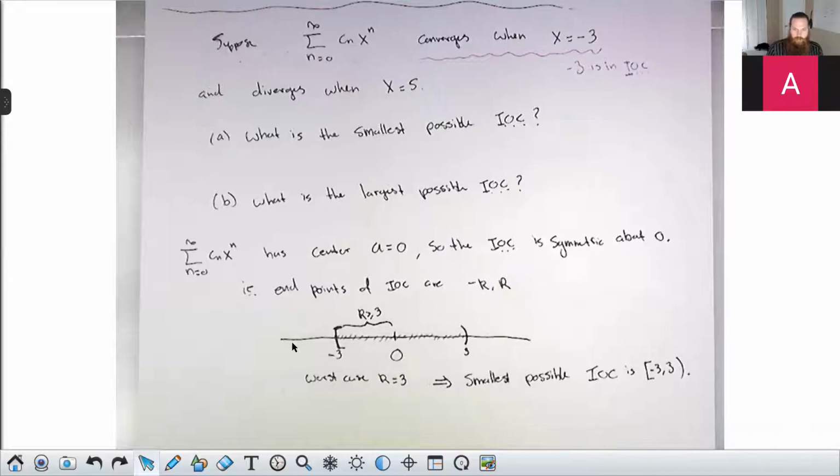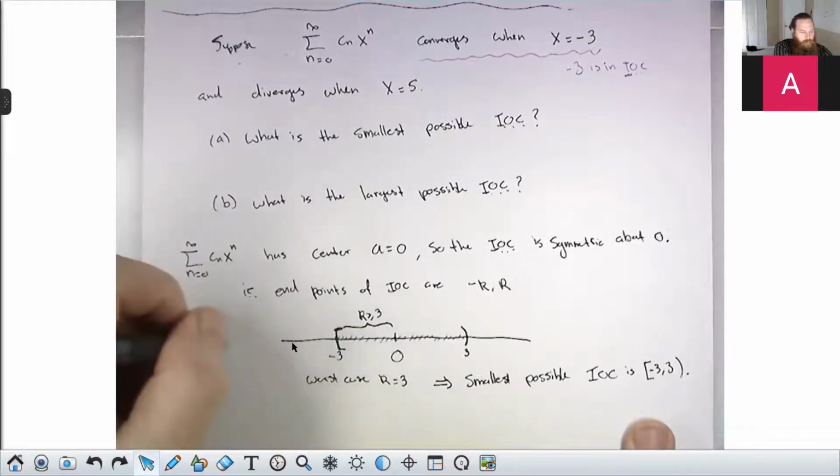I'll pause again here for questions. Is there anything we want to ask about this? Just to be clear, this would be our solution for part A.